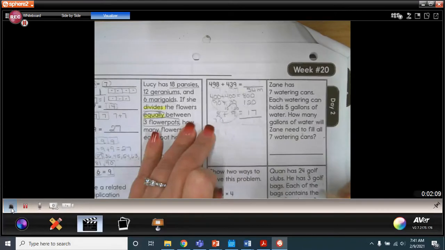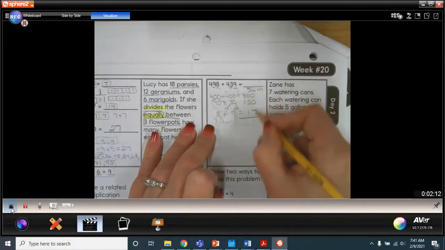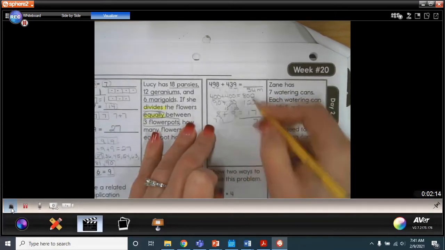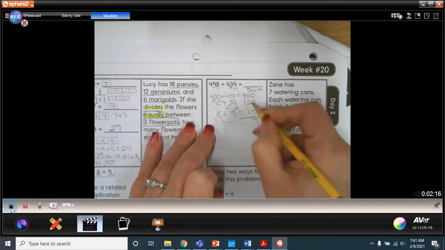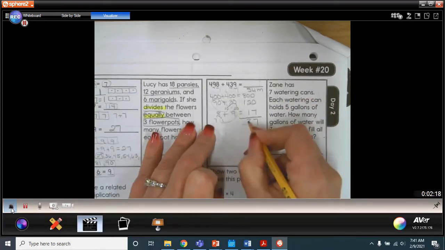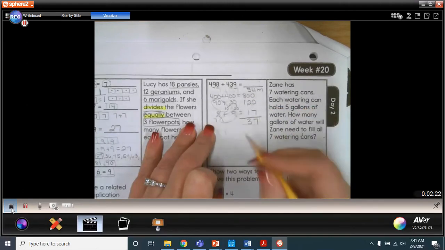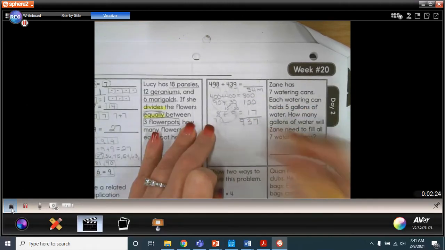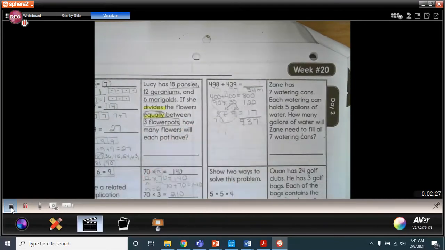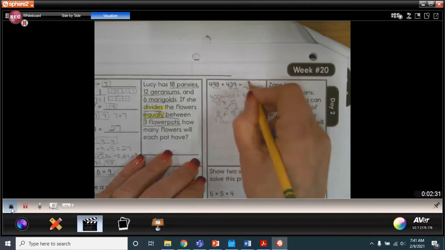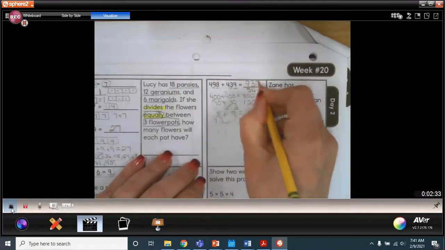Now I put that all back together. So my ones place has 7, my tens place has 30, 2 tens and 1 ten makes 3 tens, which is 30, and 8 hundreds plus 1 more hundred is 9 hundreds. So 937 is my sum. So I can go ahead and write that here in my sum.